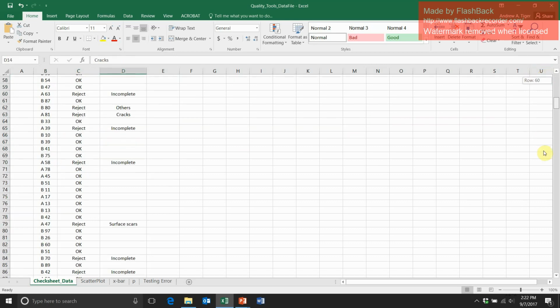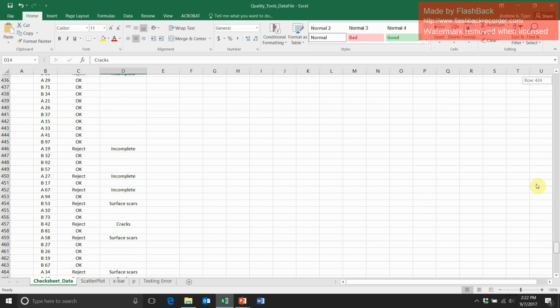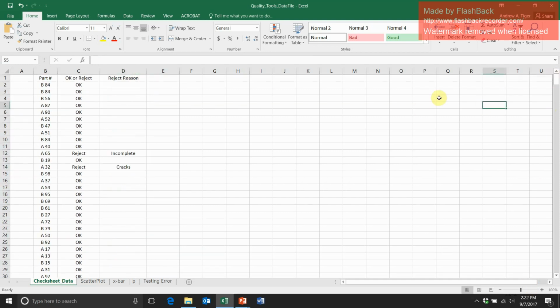And it looks like we've got about 500 data points, 500 parts. This is the part type. Again, the prefix, the A or the B, is the location that it's made. So there's a location B and a location A. Then if it's good or bad, and if it's bad, the reason why. So let's build a histogram of this.